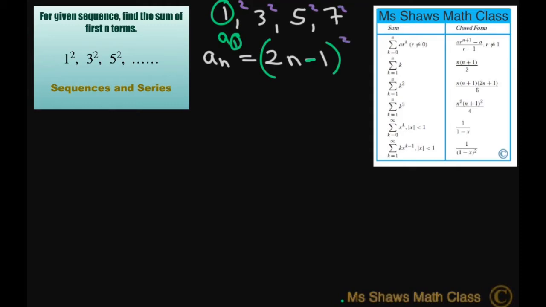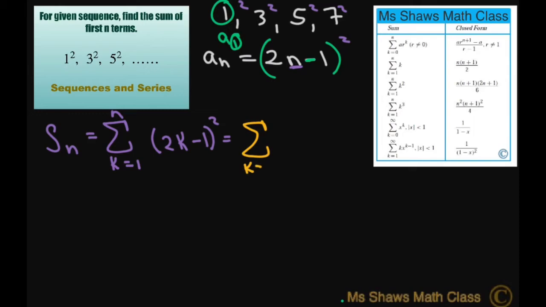So our sum that we need to find is going to equal the sum from k equals 1 to n, and we're going to change this to k because we have two different variables here. So the sum of (2k minus 1) squared. Now I'm going to expand this, and this is going to give you the sum from k equals 1 to n of 4k squared minus 4k plus 1.